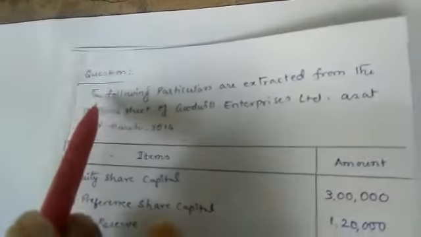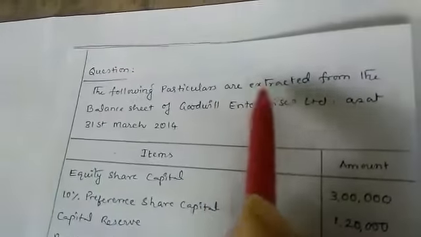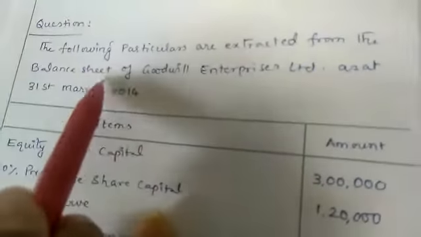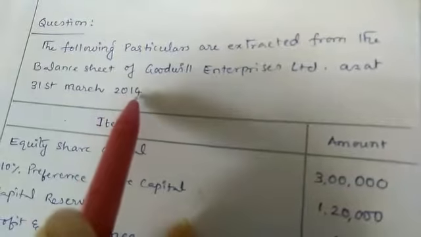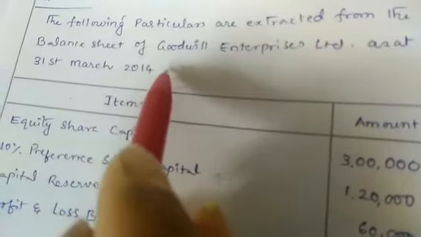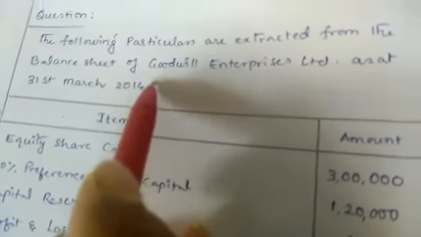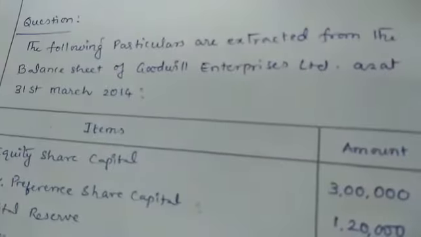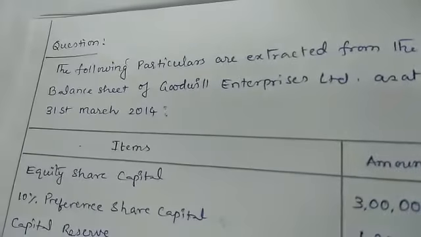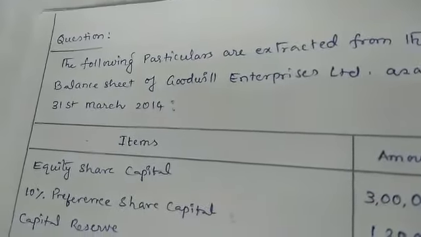Question: the following particulars are extracted from the balance sheet of Goodwill Enterprises Limited as at 31st March 2014. So for 31st March 2014 they are giving some information. Now here some items are there. Based on this information, we need to calculate some ratios.